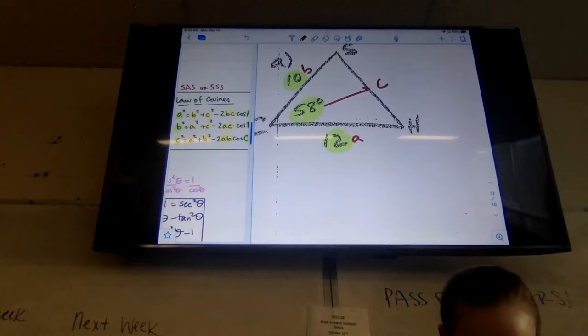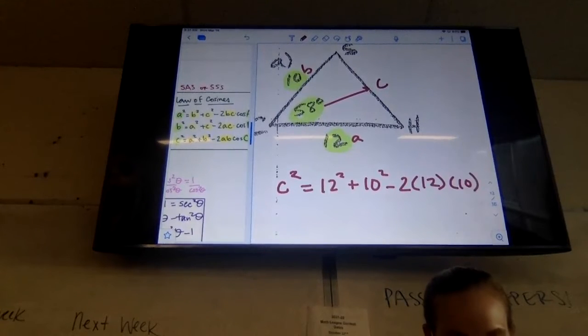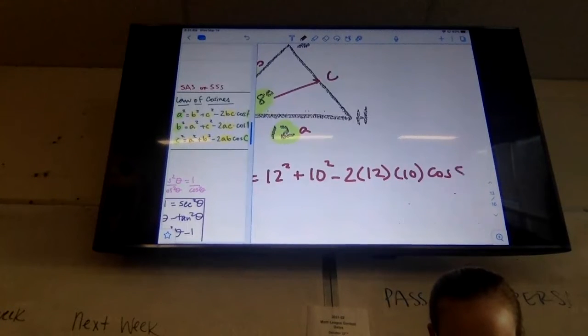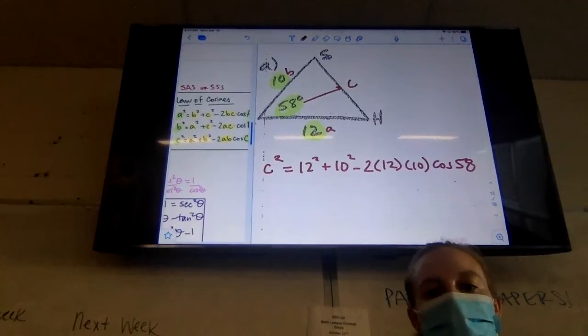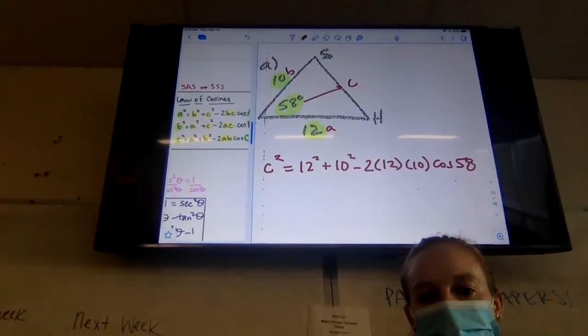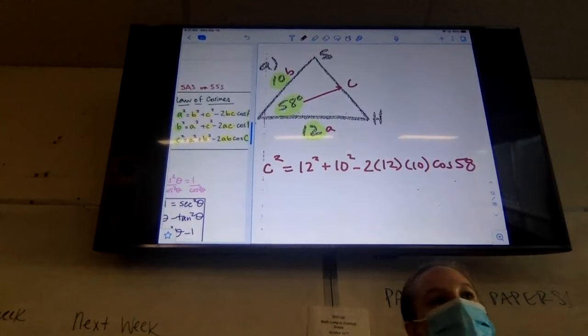I don't have my side, so I'm going to do c squared equals a squared, which I know is 12, plus b squared, which I know is 10, minus 2 times a, which is 12, times b, which is 10, times cosine of 58. Okay. Any questions yet? Okay.